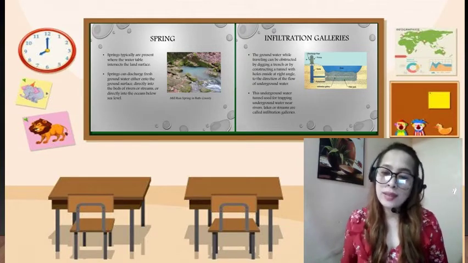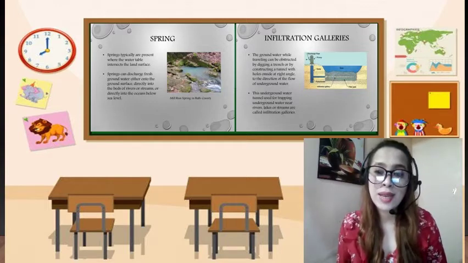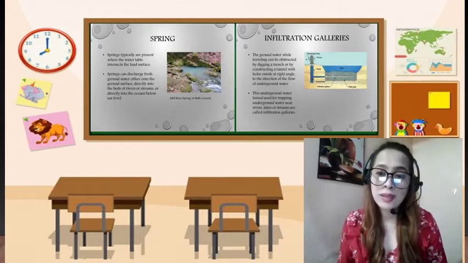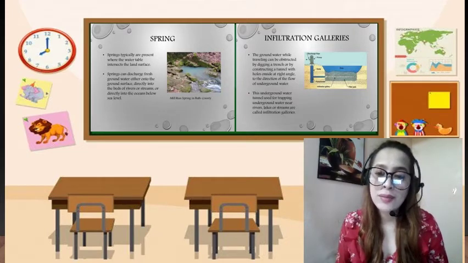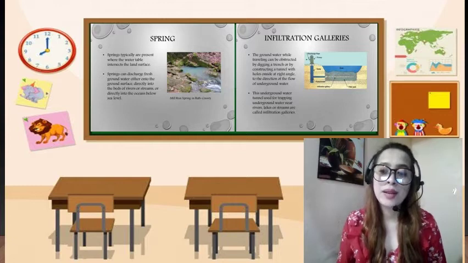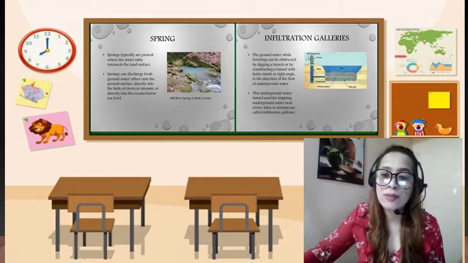And some other sources of water are the infiltration galleries. The groundwater while traveling can be obstructed by digging a trench or by constructing a tunnel with holes outside at a right angle. This will create areas where the water can be preserved. So this is already part of the sources of water from the ground.